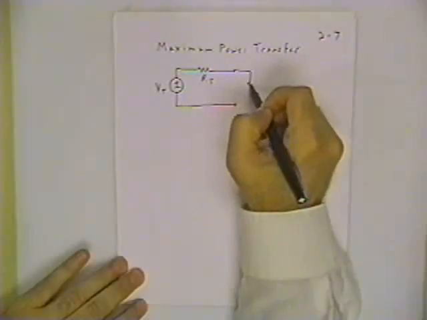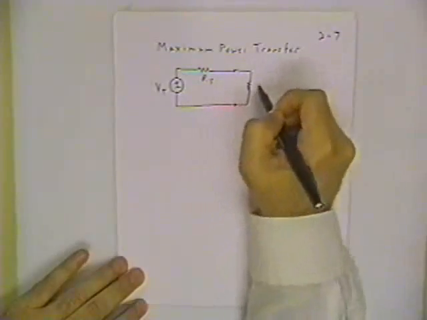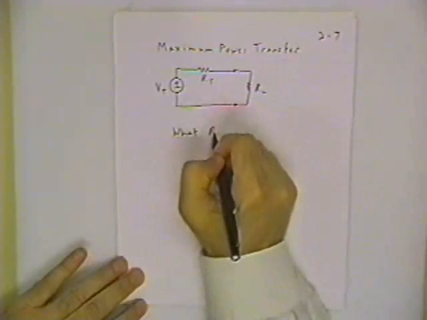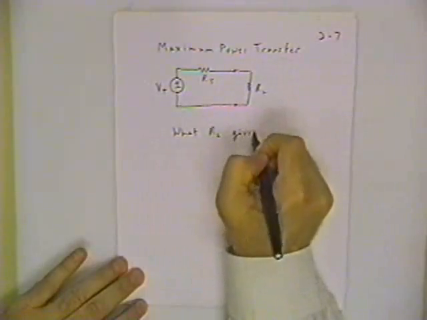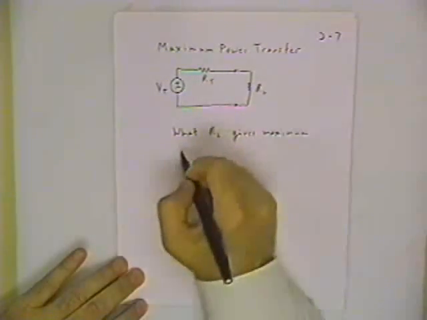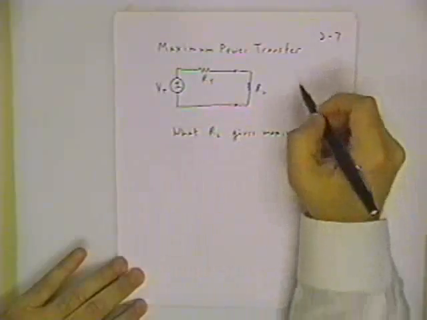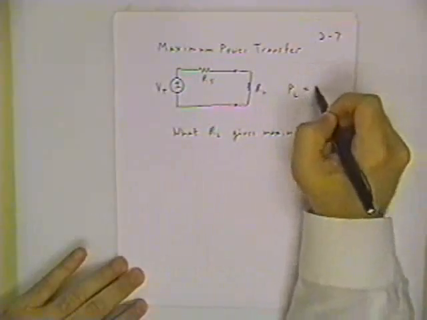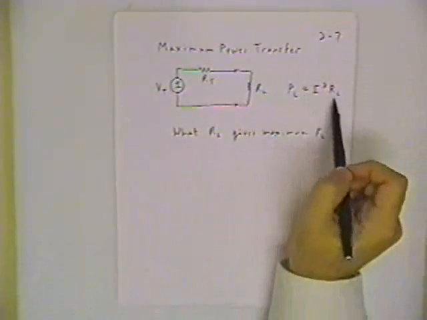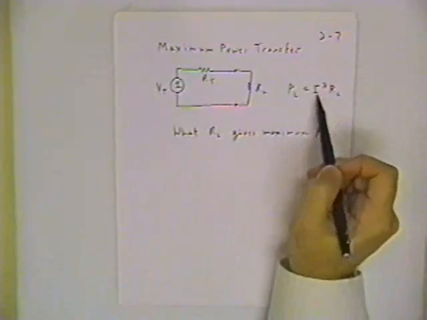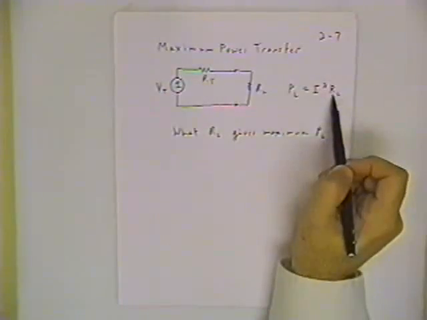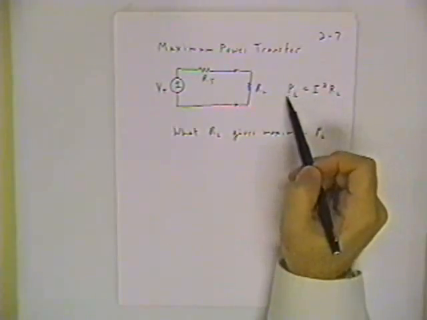And what we want to do is find out what value of load resistor. The question would be, what RL gives maximum P sub L, where P sub L is, let's call it, I squared R sub L. Remembering the expression for power in a resistor, this is saying if I know the current going through this load resistor and I square that current and multiply by the load resistance, that tells me the power.